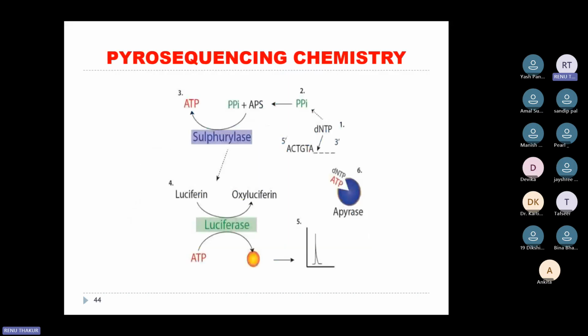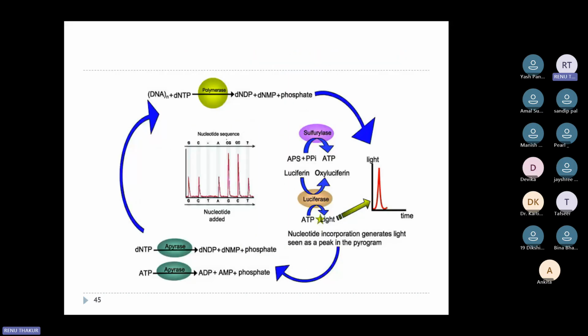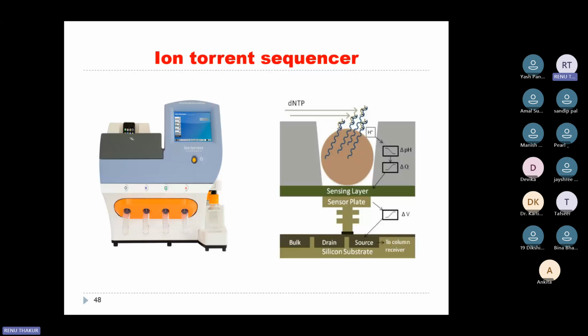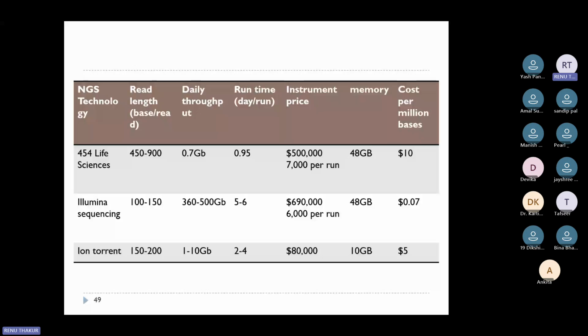So these are the methods. I will not elaborate on this. This is the Ion Torrent sequencer, a tube-like holder where you can put your tube in which your samples will be. This is an approximate cost also: for a read length of 450 to 900 bases, the cost is around $10, while Illumina sequencing costs about $0.07. People use Illumina sequencing most of the time because it is cheaper, and this other one is very highly expensive.